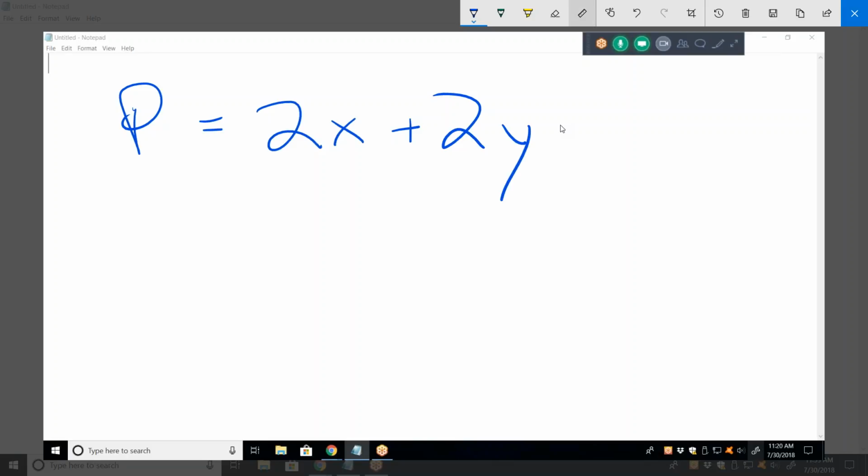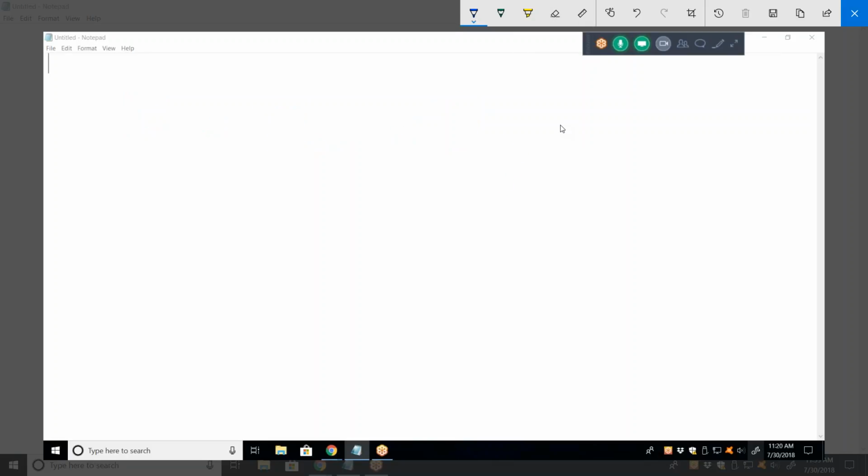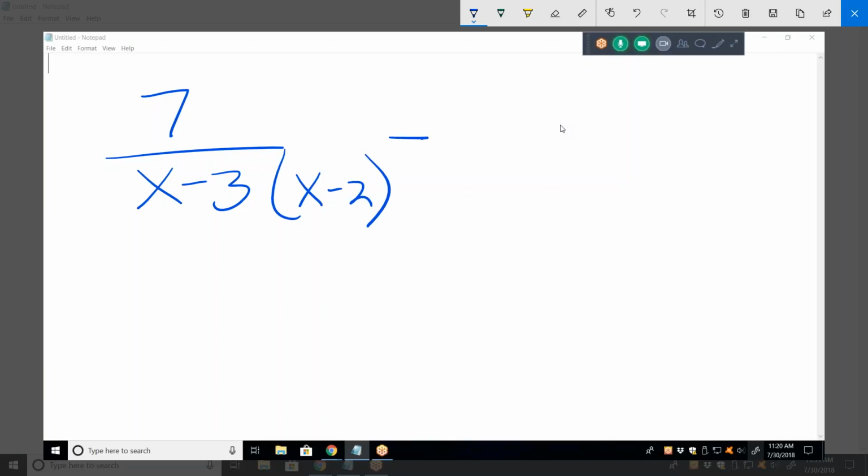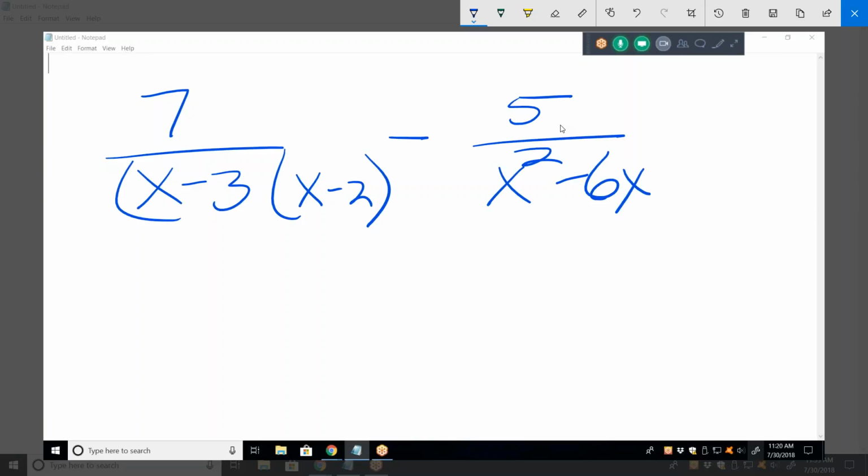Well, there's only one more thing on this paper that looks like it might trip me up, and that is 7 over x minus 3 times x minus 2, minus 5 over x squared minus 6x. X squared minus 6x? Or x squared minus 6x plus something else? No, just x squared minus 6x. All right. So, did I write it correctly?